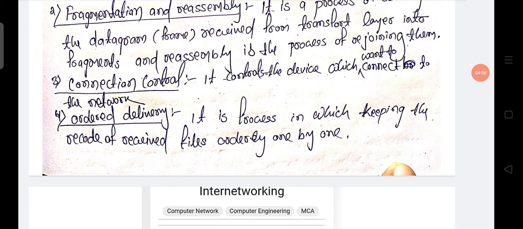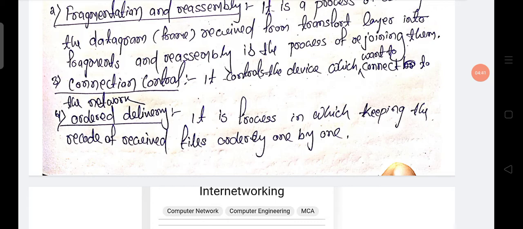And the next one is order delivery. Order delivery means whenever we send data from the sender to the receiver, the receiver should keep track or keep a record of which data was received first and which second, to keep the ordering. Keeping the record of received files in order is called order delivery.